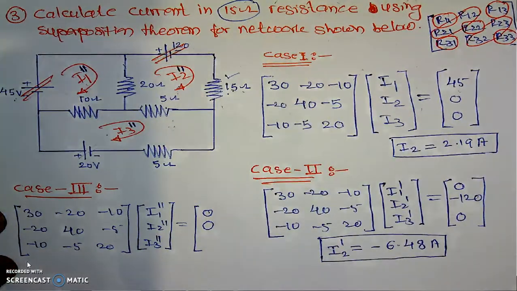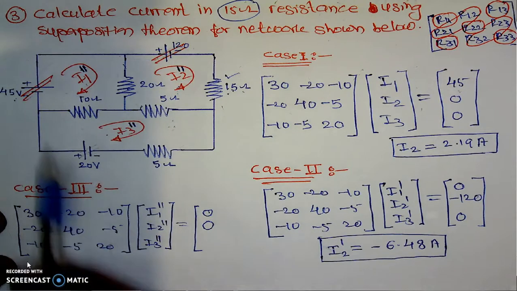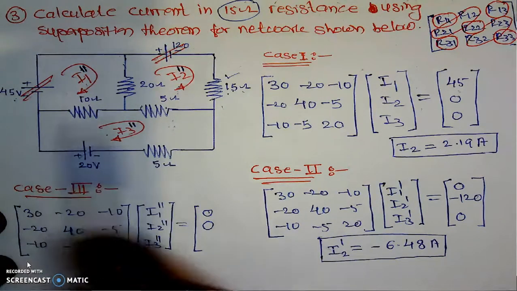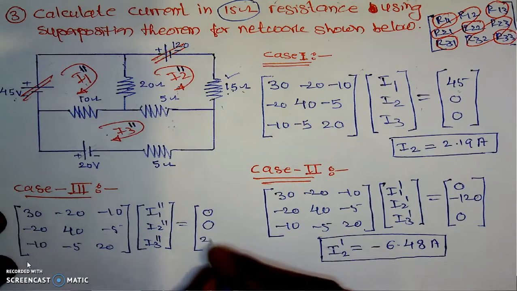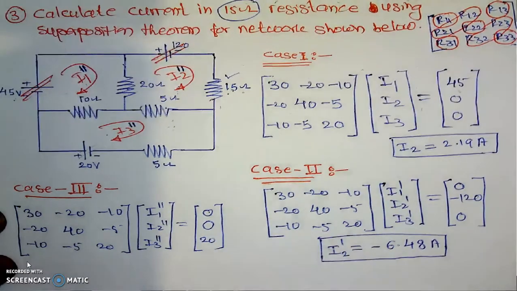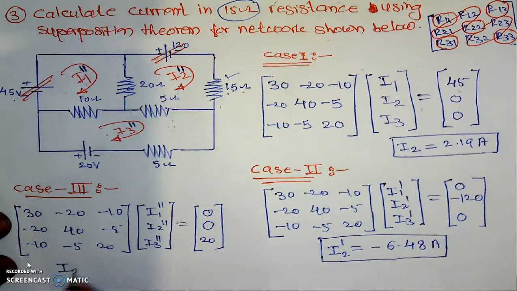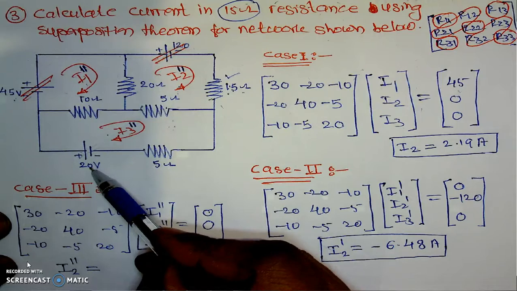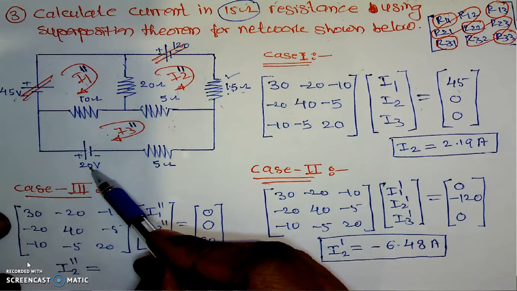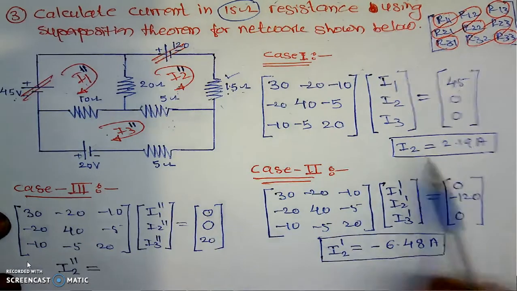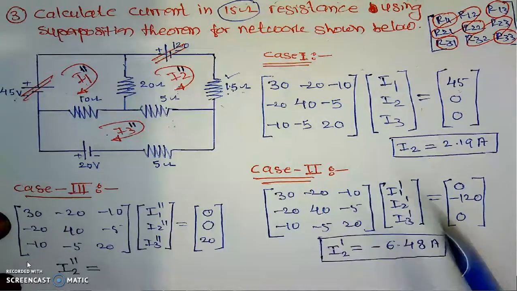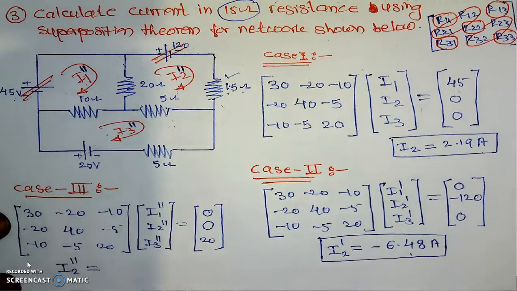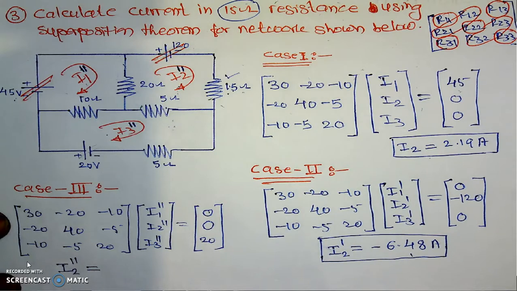Then this 20 volt we have, that's why if we are traveling with the direction of the current, its constant will be plus 20. Now this is the matrix. Now we are interested in which current? I2 double dash, which is the current in the 15 ohm resistance for the third source. That is the superposition theorem, because we are considering one source at a time. For the first source we calculated the current in the 15, for the second source we calculated the current in the 15, now for the third source we are calculating the current in the 15 ohm resistance.